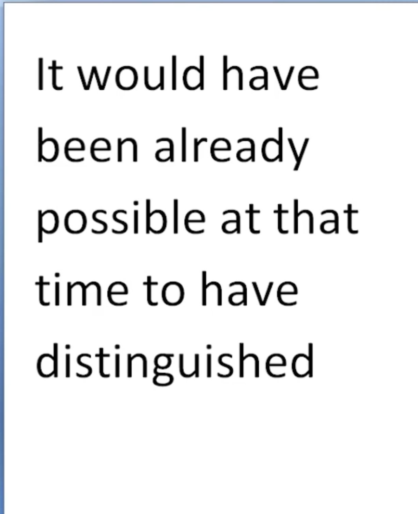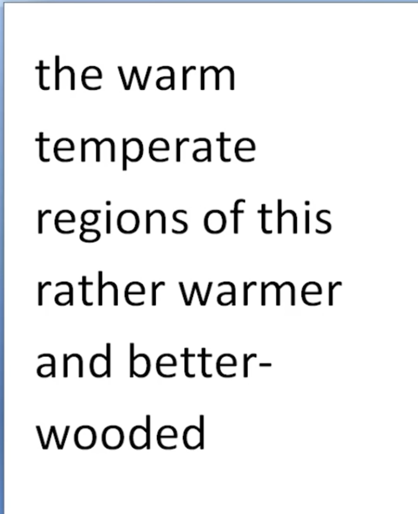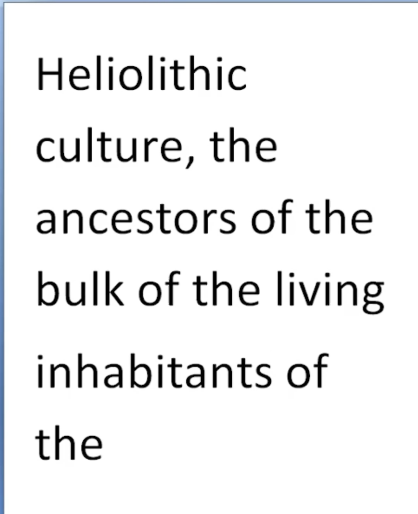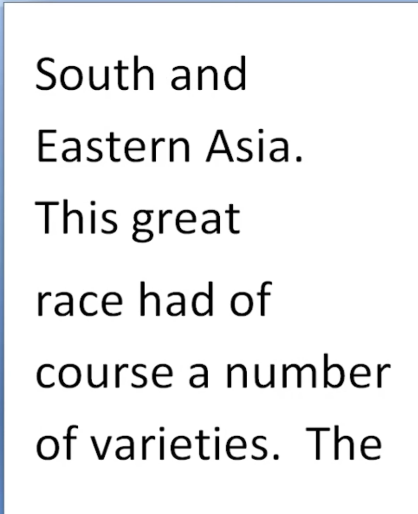It would have been already possible at that time to have distinguished the main racial divisions of mankind as we know them today. Across the warm temperate regions of this rather warmer and better wooded world and along the coasts stretched the brownish people of the Neolithic culture, the ancestors of the bulk of the living inhabitants of the Mediterranean world, of the Berbers, the Egyptians, and of much of the population of South and Eastern Asia. This great race had, of course, a number of varieties.